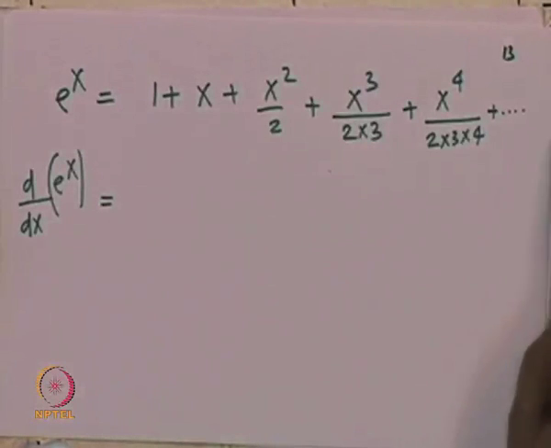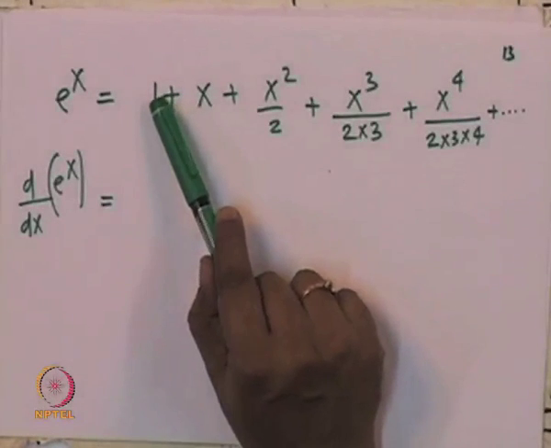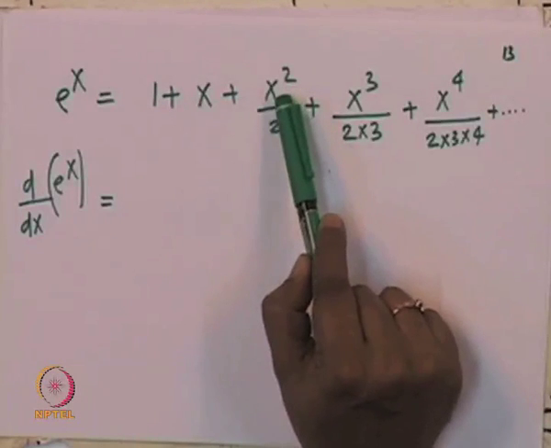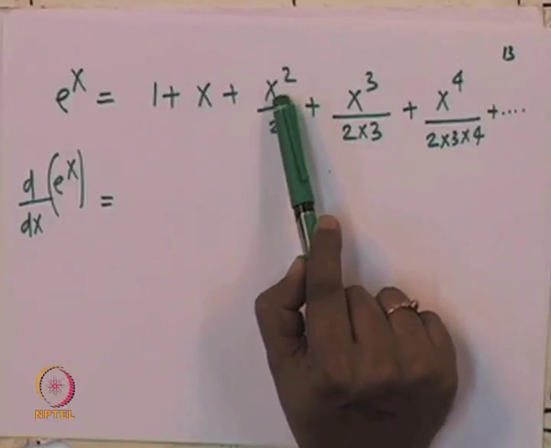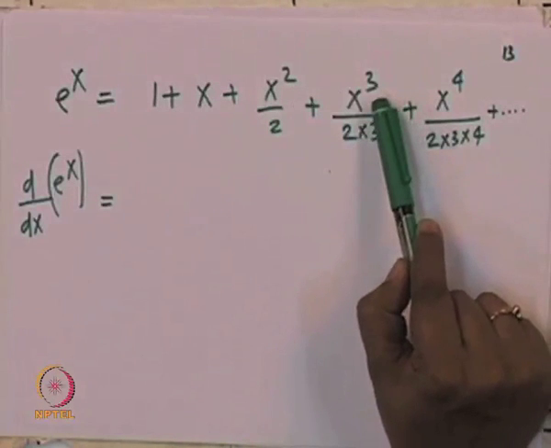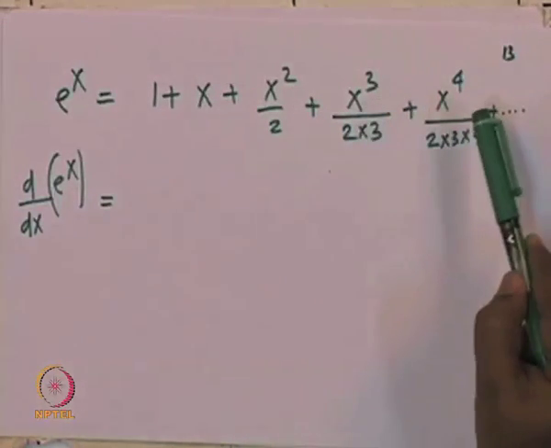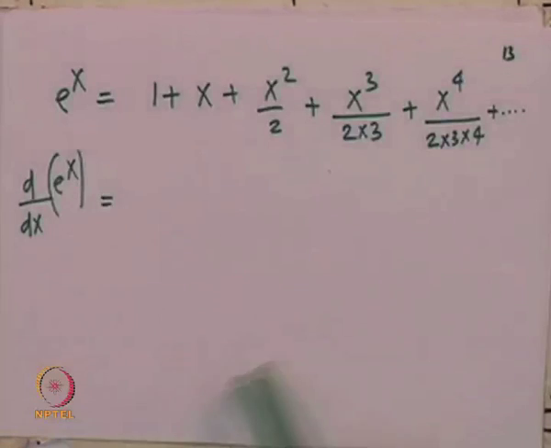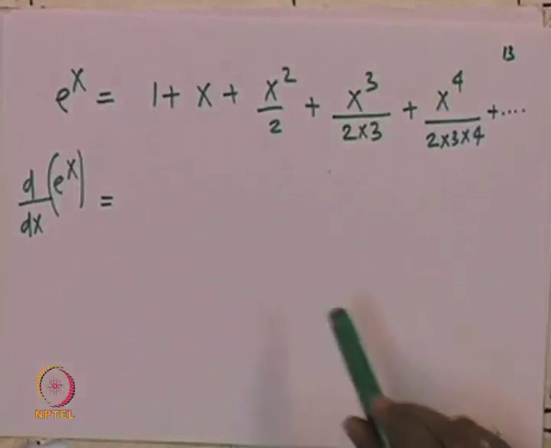Simple. We know the derivative of 1, we know the derivative of x, we can find the derivative of x square, the derivative of x cube, the derivative of x power 4, and so on and so forth, and we can sum them and we will get the derivative of e power x. So let us try and do this.